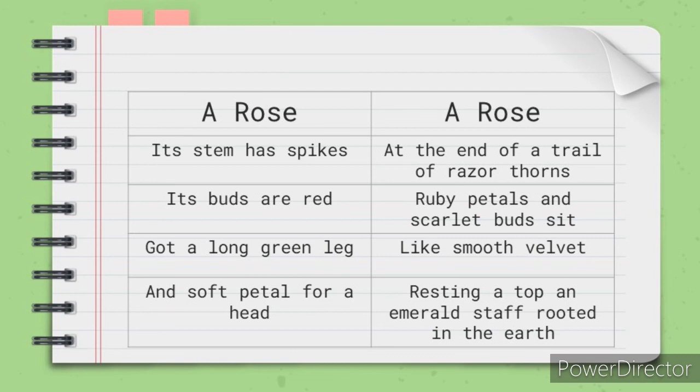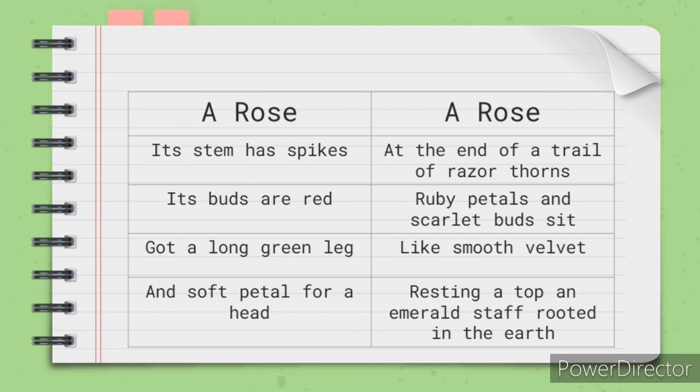This first poem describes the rose in a basic way, while the second one seems to express the author's understanding of a rose. For instance, the author chose more specific colors like emerald and scarlet instead of green and red, and described the rose by relating it to other things like smooth velvet.